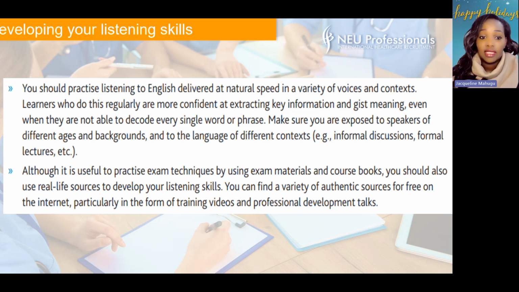During the exam, it's English that is delivered at a natural speed, because they're trying to see if you would understand it in a healthcare context when you're doing your job. So that is how people will be speaking. We're told that learners who do this regularly are more confident at extracting key information in gist, even when they are not able to decode every word or phrase. So we're just looking at key information in gist.